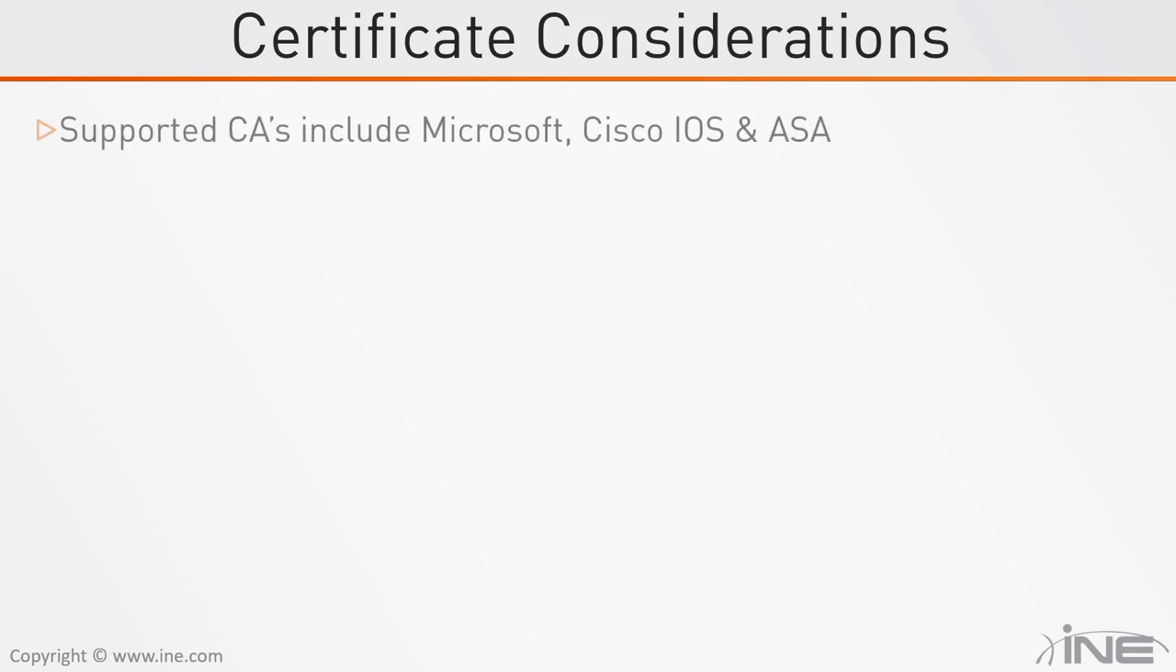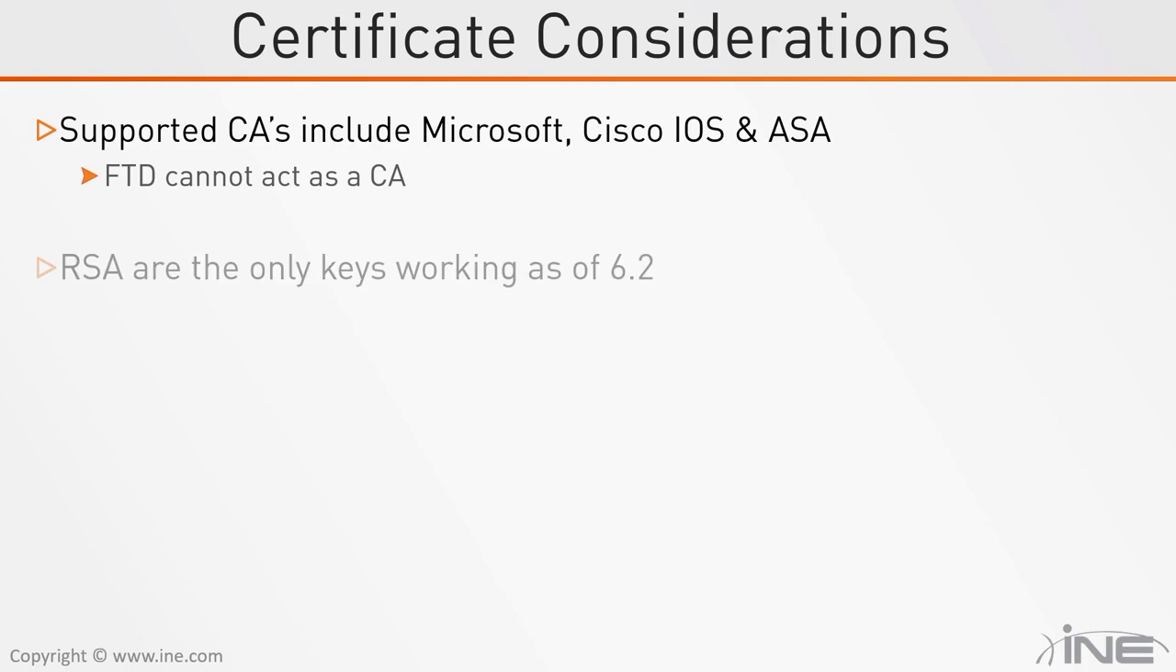And just a bunch of considerations for certificates. We've got some restrictions. First and foremost, supported certificate authorities include Microsoft CA, plus you can also use Cisco IOS and the ASA. These two platforms can issue certificates to the FTD for VPN authentication. The FTD itself cannot act as a CA for VPN authentication as of 6.2.